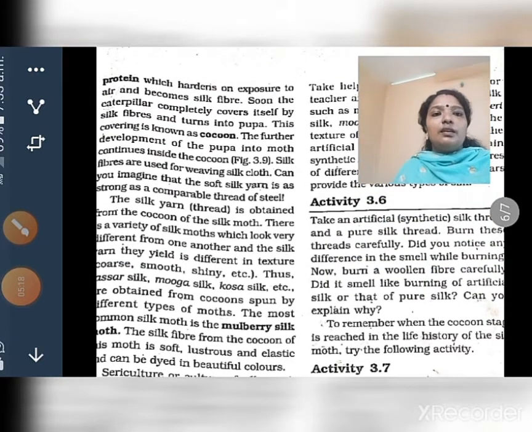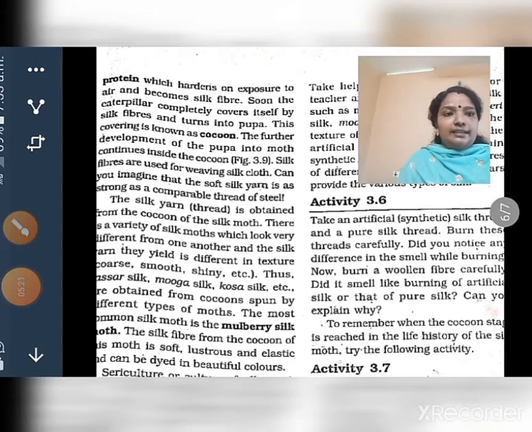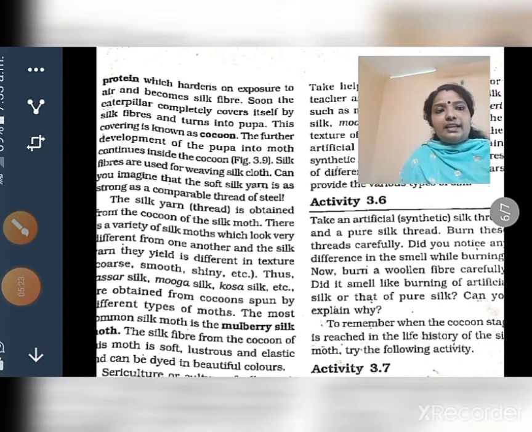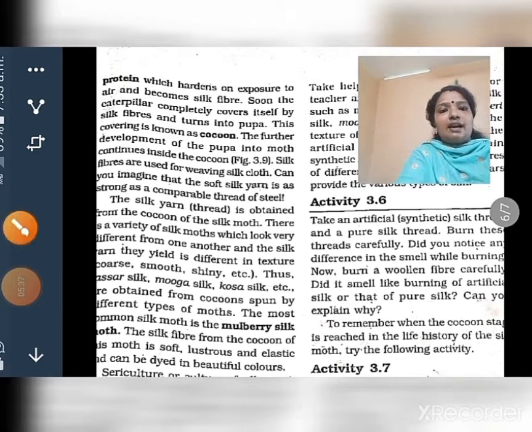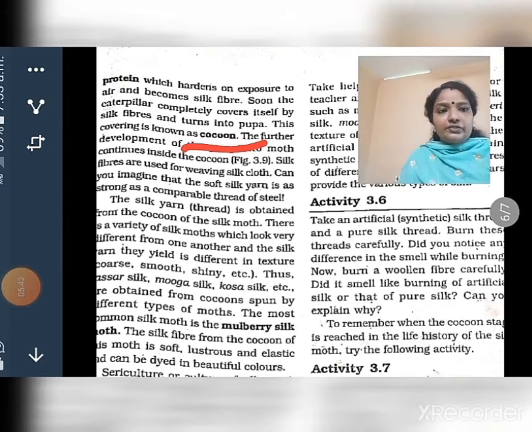In the next stage, the caterpillar completely covers itself, and this covering is called a cocoon. The whole body is covered with this fiber. This covering is called a cocoon.